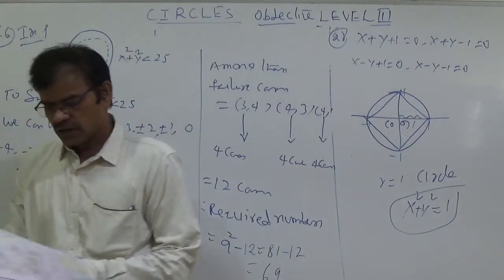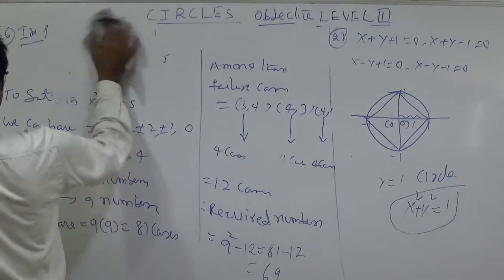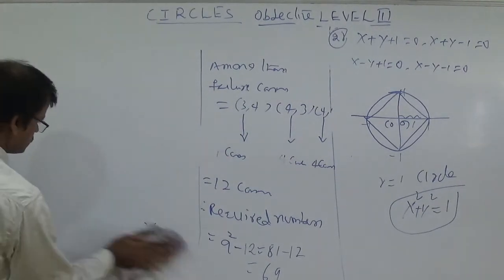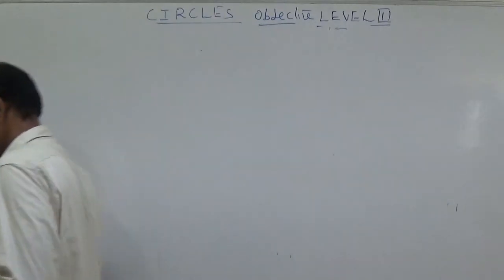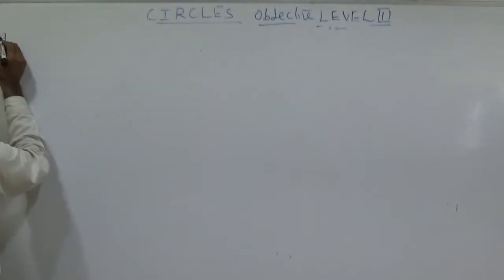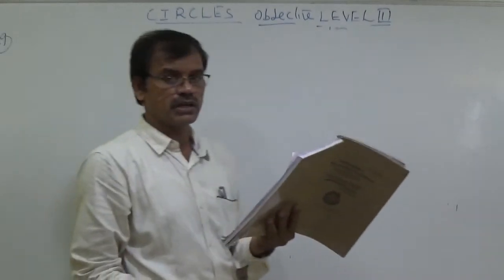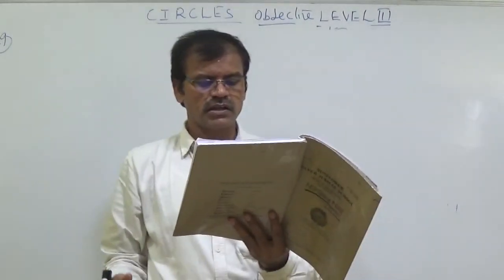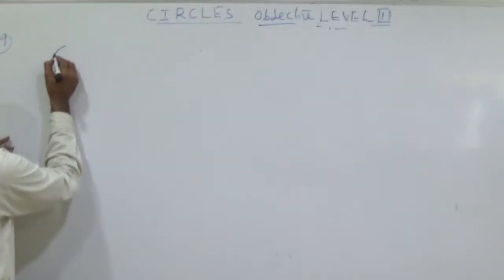Now let us discuss the 29th question. A circle passes through the origin and intersects the coordinate axes at A and B. If L, M are lengths of perpendiculars from A, B respectively to the tangent of the circle at the origin, then the diameter of the circle is... This is also an important question. Everything depends upon standard questions.